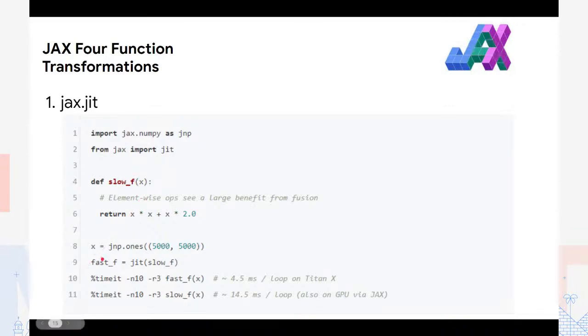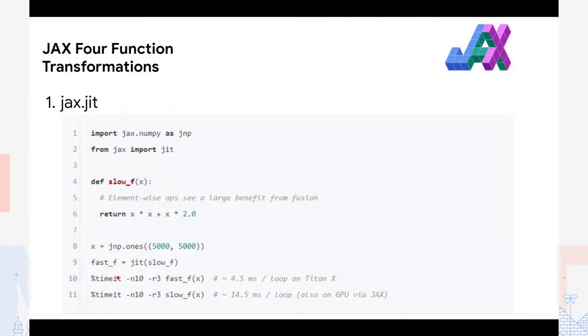So this is our x, and then we are defining a new function. What is this new function doing? It's just like this slow function that we have, but we apply the JIT, or just-in-time compilation, on it. We will compile this slow function using the just-in-time compiler. Fine. And now finally here we have this timing.